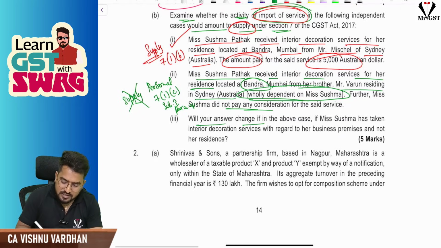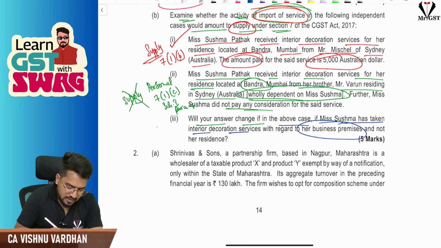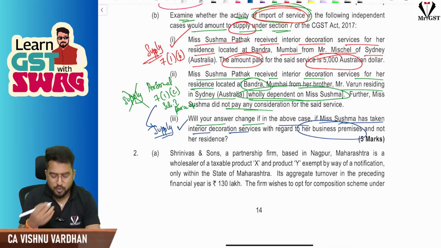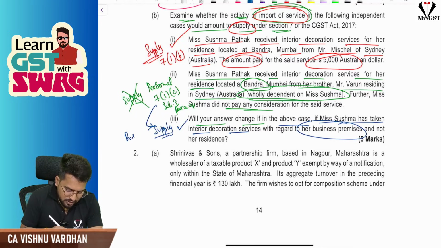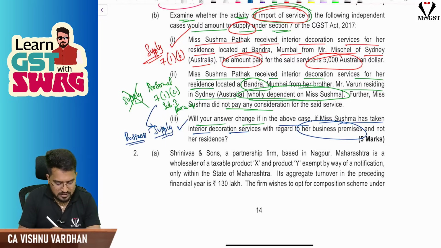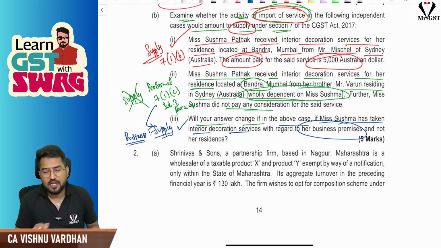Will your answer change in the above case? If she is taking the interior decoration services for her business, yes, then it is a supply, because as per 7(1)(c) Schedule 1 para 4, it is for business purpose and hence it is supply. That is the concept. Hope it is clear for you.